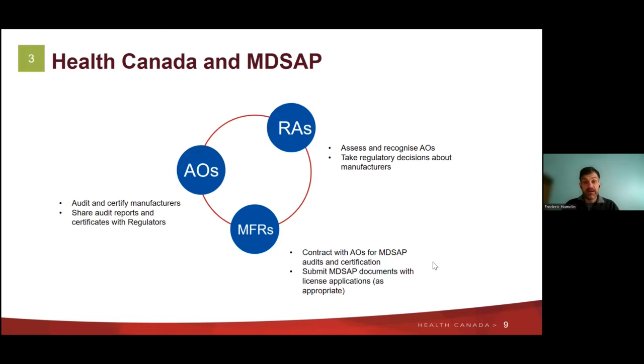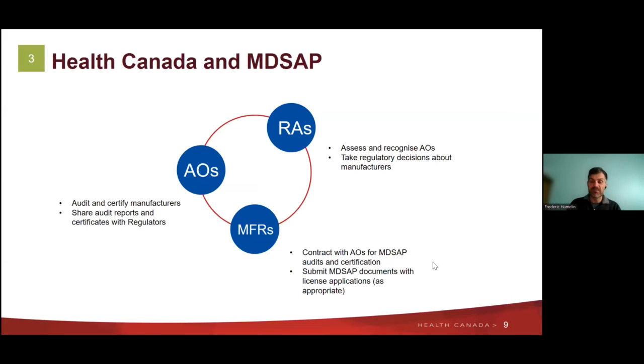Again, in the scheme, you have auditing organizations. Under CAMCAS, we called them registrars. Here we call them AOs. Their job is essentially to audit and certify manufacturers. Billy Joe, one of our next speakers, is certainly going to give you a lot more detail about what that involves. It's certainly not as simple as saying we just audit and certify manufacturers. There's actually a lot going on here. But importantly, the other thing they do is share audit reports and certificates with the regulators, as well as other notifications.